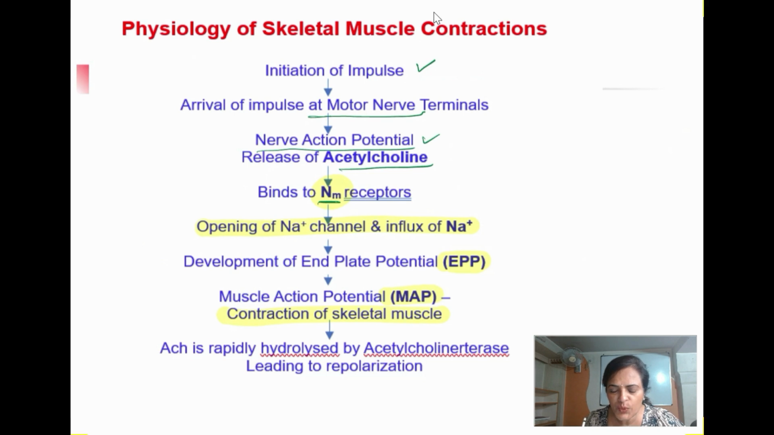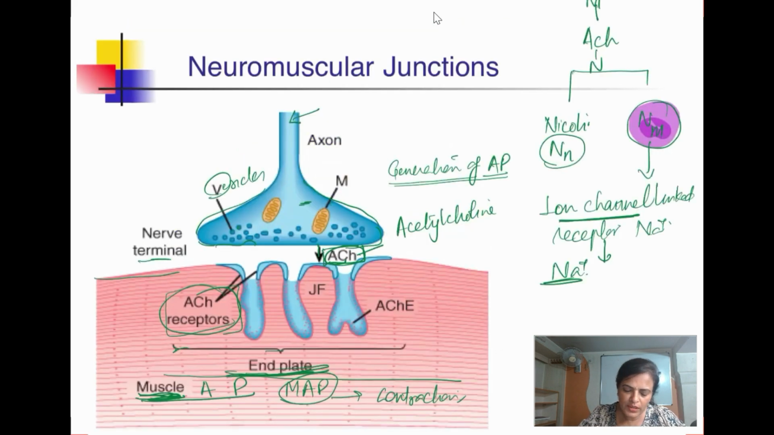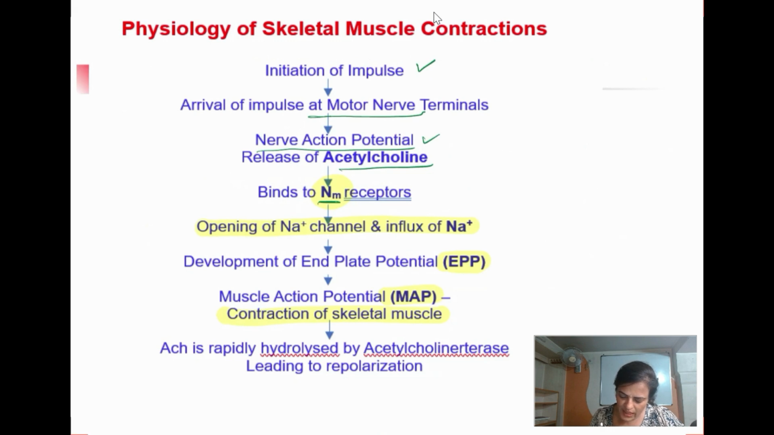So what is important over here in this case? The important thing is that this acetylcholine, though it binds with the receptor and generates this muscle action potential so that contraction happens, is degraded by the enzyme acetylcholinesterase, which is very much present here. It is hydrolyzed by acetylcholinesterase, and that leads to the repolarization. Now it is again ready for the next impulse.